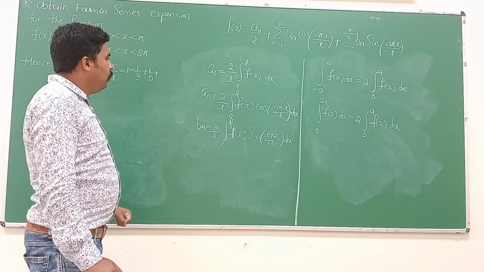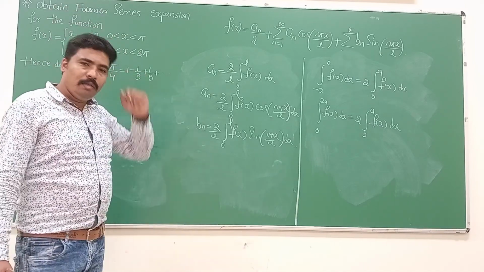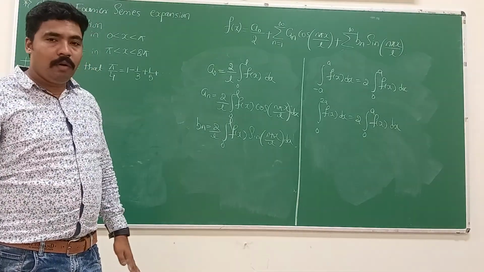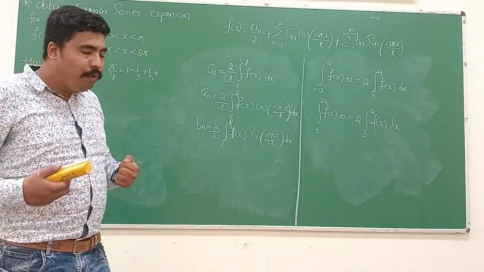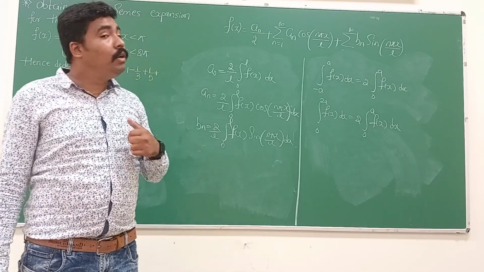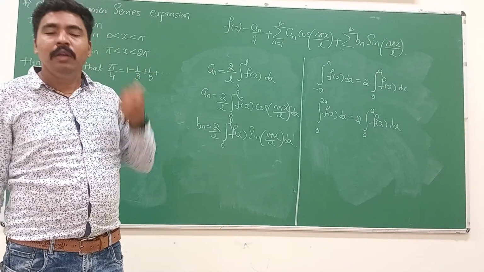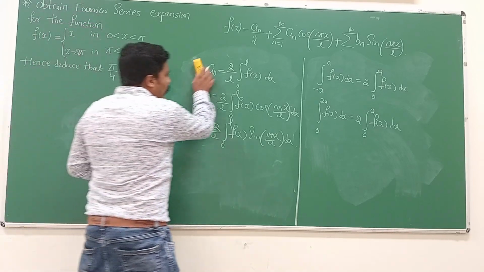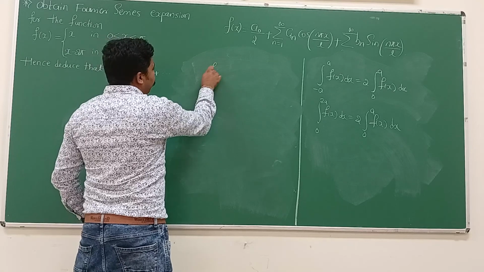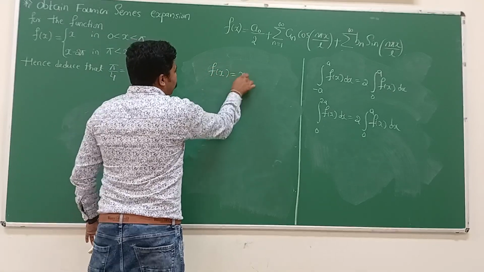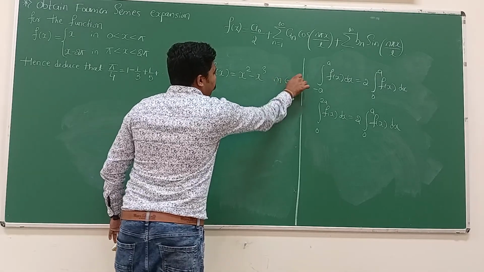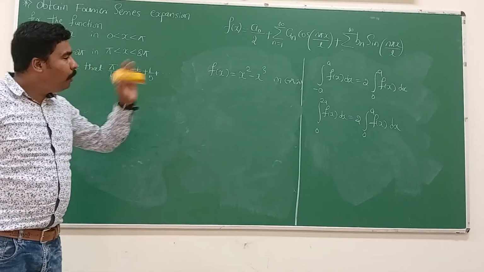Now, sir, are all functions even or odd? No, it's not like that. Sometimes we may get functions that are neither even nor odd. For example, I'll take one simple polynomial. Let f of x equal x square minus x cube in the interval minus pi to pi.